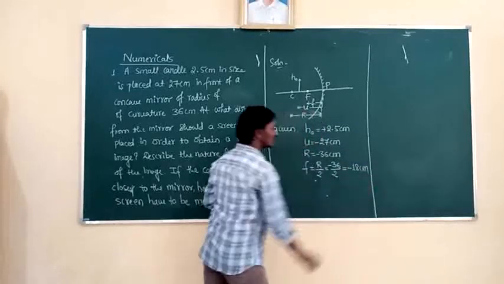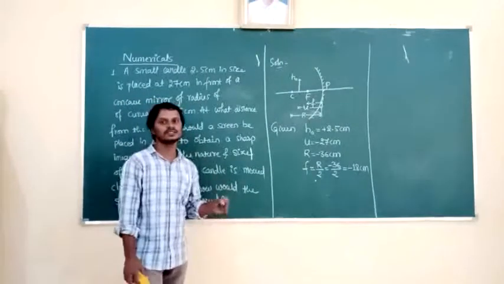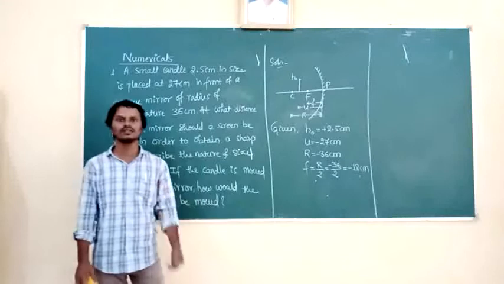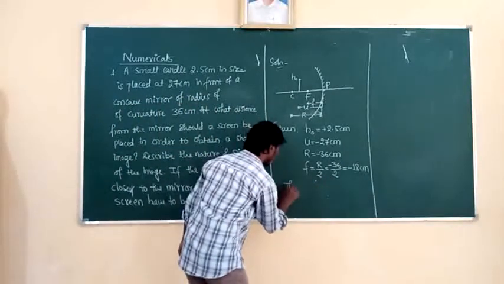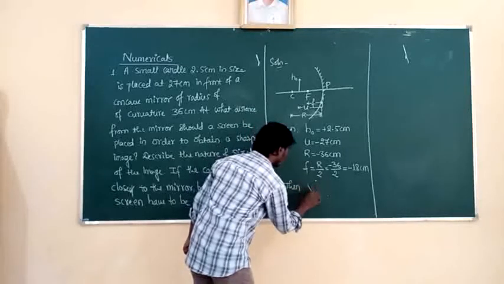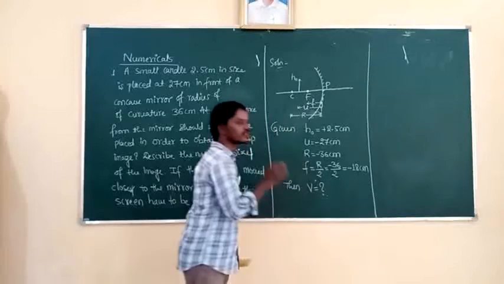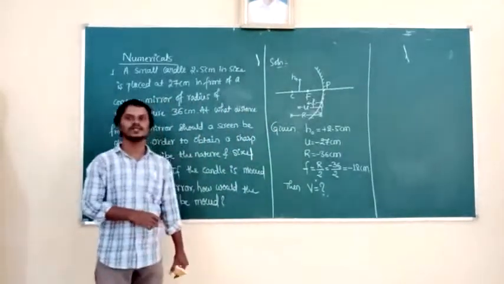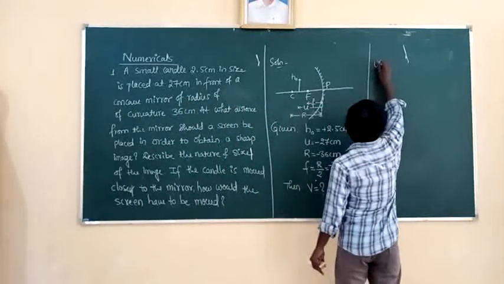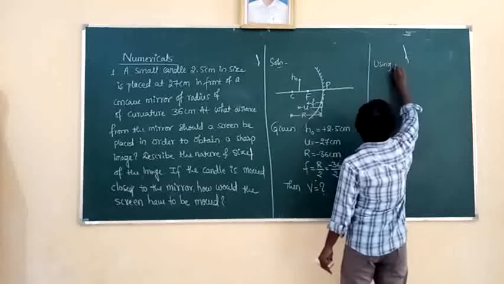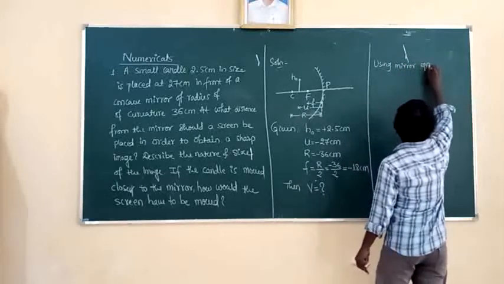So what is the focal length of the concave mirror here? Minus 18 centimeter. Because to find the image distance we require the focal length and also the object distance. Then what is our aim? Our aim is to find the position of the image, which means where we have to place the screen to get the sharp image. So that is the image distance. Now let us solve using the mirror equation.